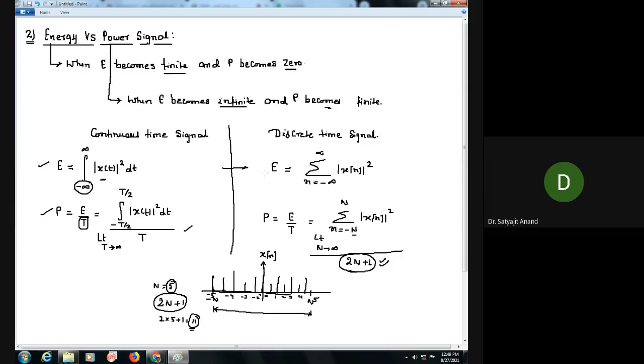So this is what you have by equation for energy and power. That depends on what question comes. If it is related to a continuous time signal, we have to use these two equations. To say a signal is an energy signal, the energy should be finite and the power value should be 0. So if this is finite and this is 0, we can say that the signal is an energy signal. If the energy is infinite and the power is finite, the signal is a power signal.